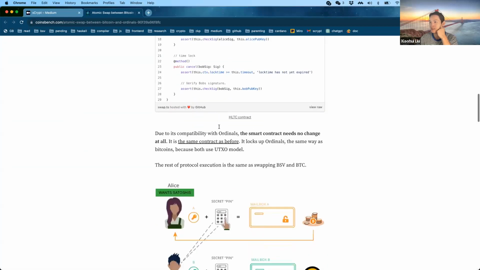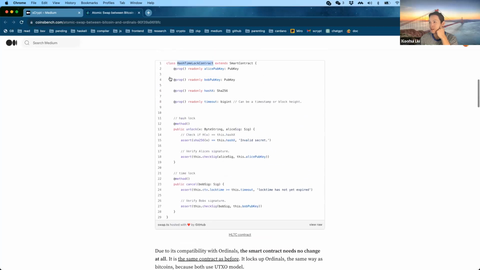So far so good, or any questions? So this contract, you can go back and check with the original. It's exactly the same.